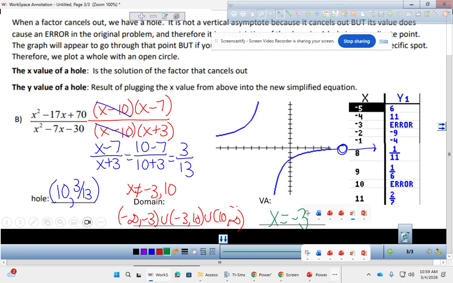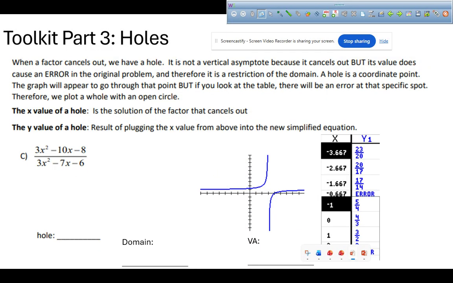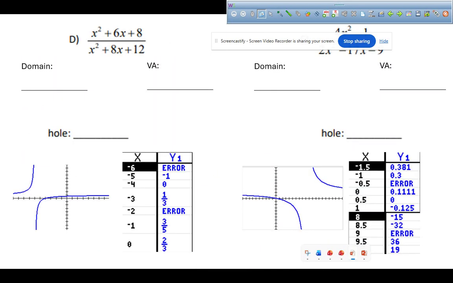You guys think you could try one? I'm going to have you try, see what you can do. This one's a big factor in one. Let's go with this one. So see if you can do D. Find the hole. And if you have time, try the other stuff. Like factor, find the domain, then find the hole, then find the vertical asymptotes. They all go together.